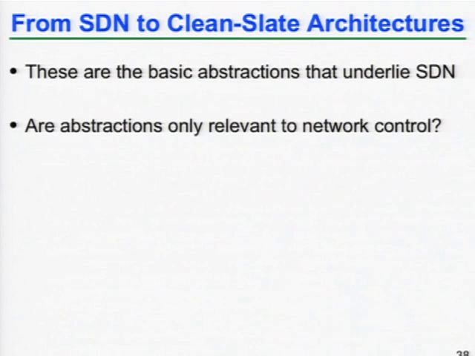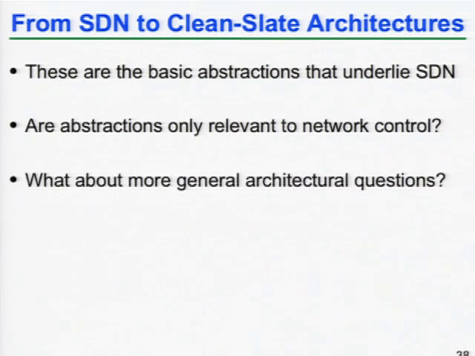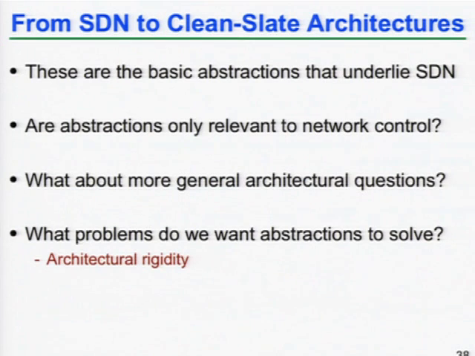But what are the abstractions that might be relevant to the overall architecture, not just to network control? What about more general architectural questions besides network control? So one problem you would like to solve, something that everybody says, is the current internet architecture is very rigid. It's very hard to change. Going from IP to IPv6 has been a decade-long struggle, and that's a pretty mild change. It's very hard to change things.